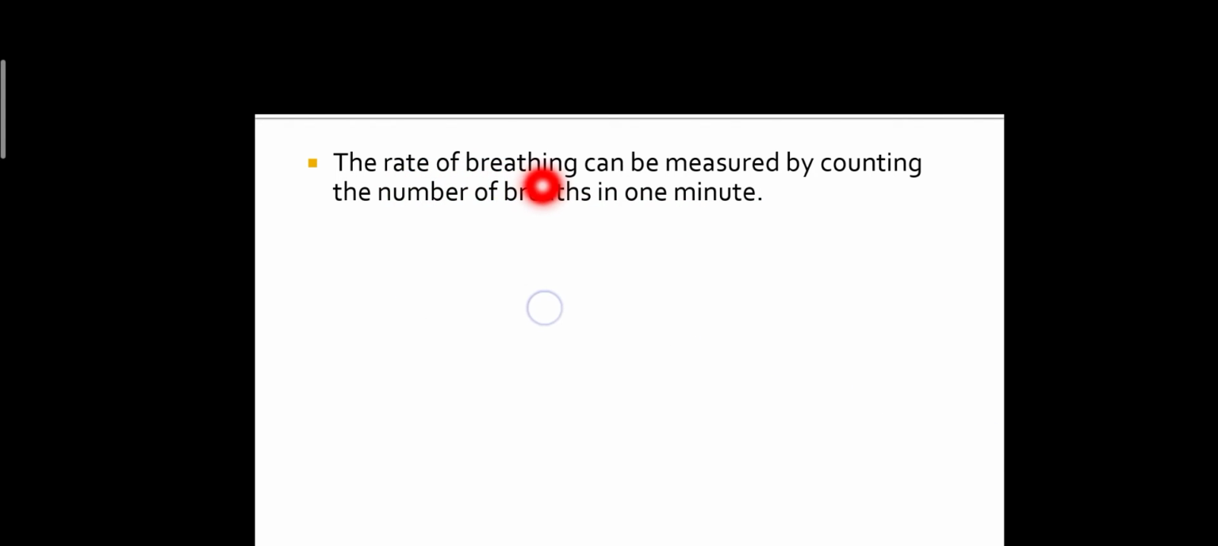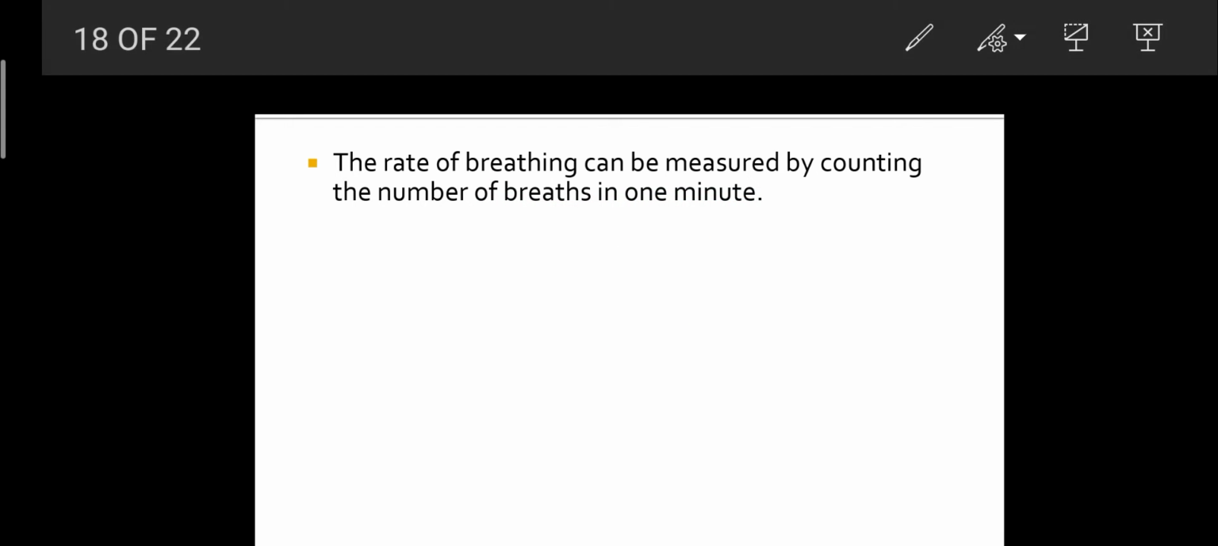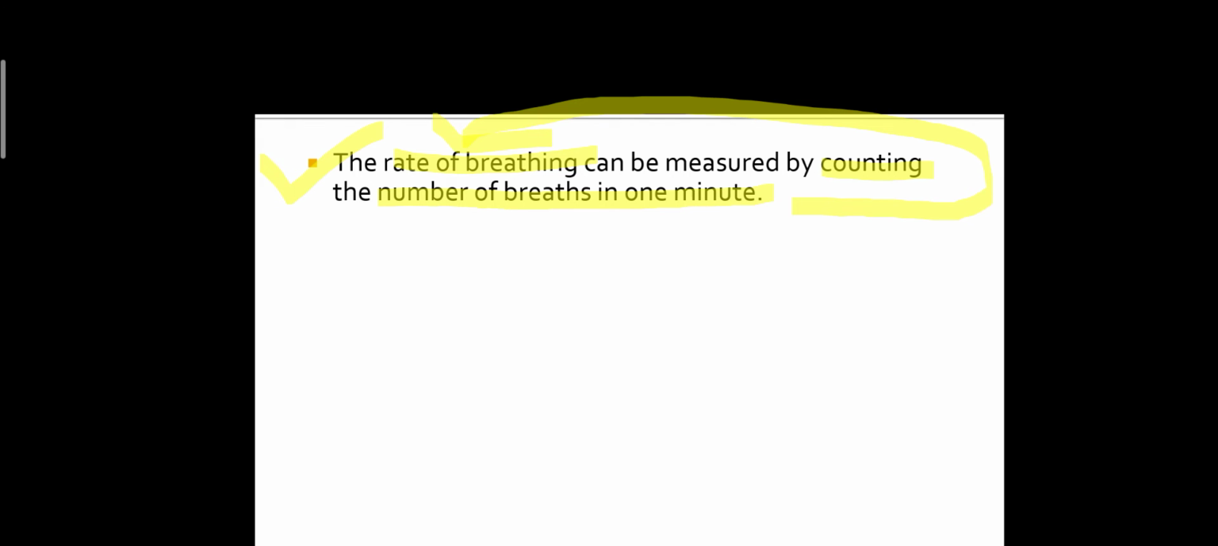The rate of breathing can be measured by counting the number of breaths in 1 minute. So how can we measure the rate of breathing? We can measure it by counting the number of breaths in 1 minute, because the number of breaths in 1 minute represents the rate of breathing.